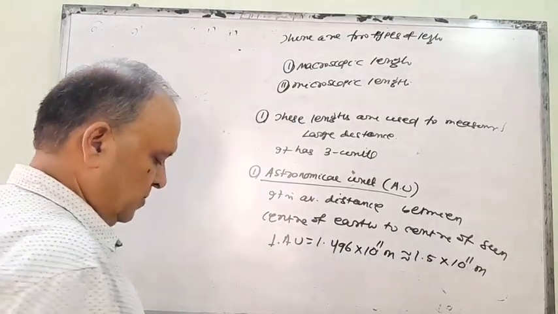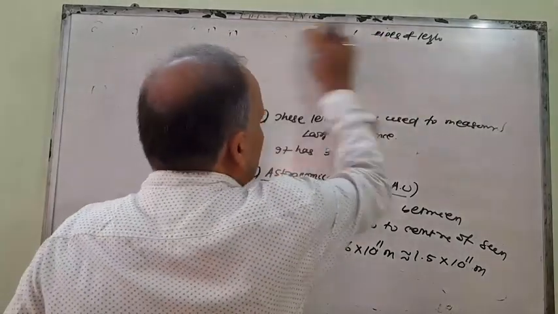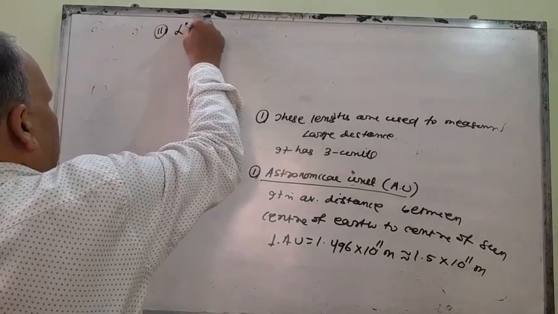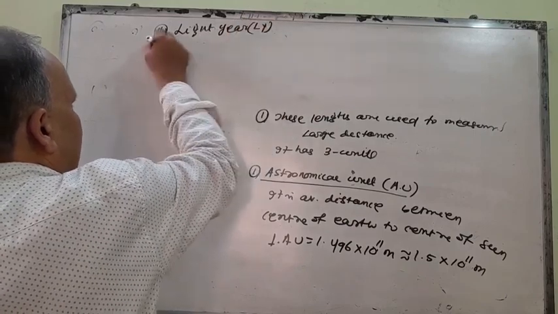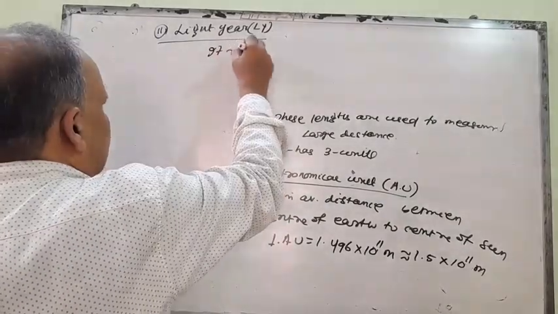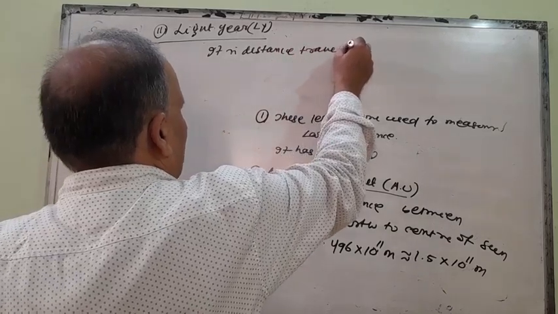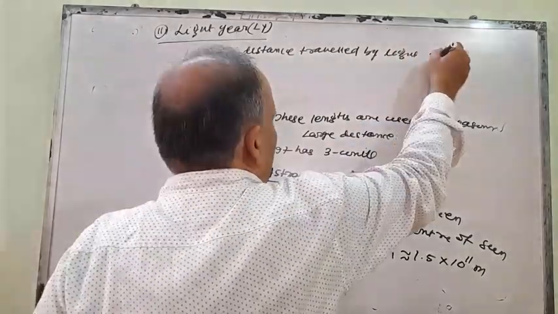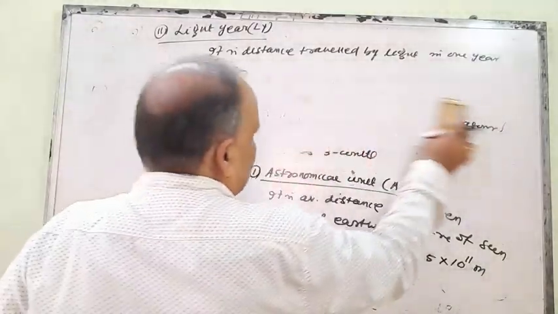It is a bigger distance. This is your astronomical unit. Your second macroscopic measurement is light year. Light year, you can write like this. It is the distance travelled by light in 1 year.